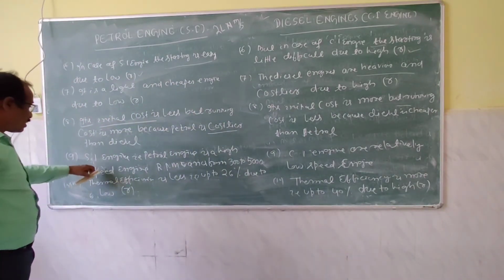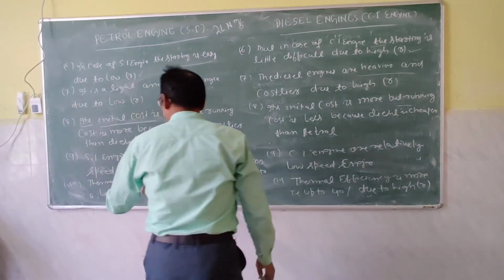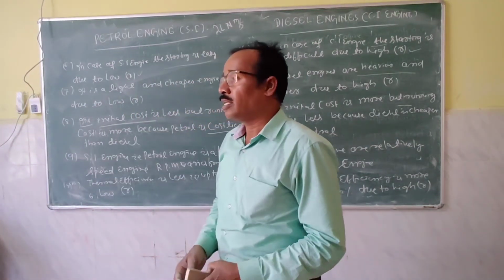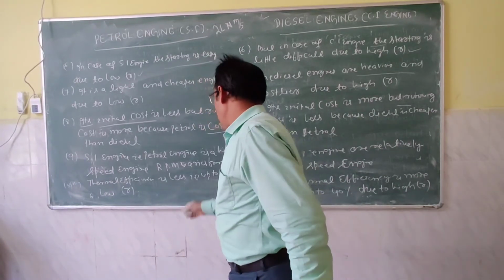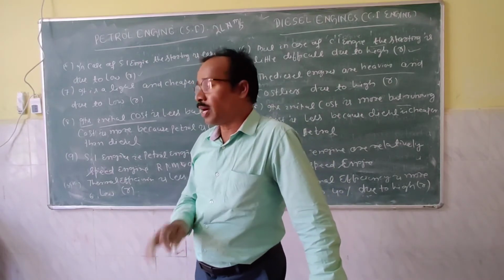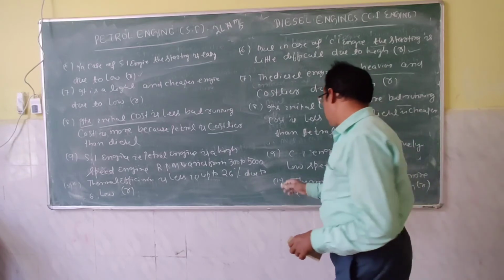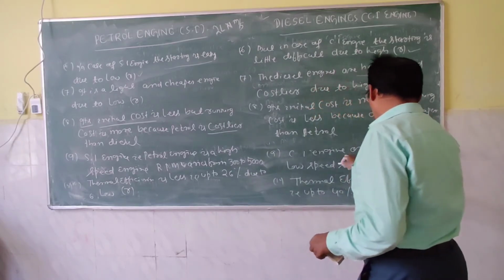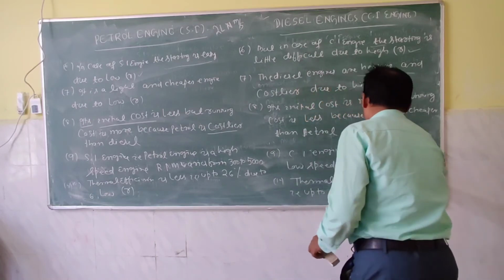9. SI engine, that is petrol engine, is a high speed engine, that means RPM, revolution per minute, varies from 300 to 5000. But in case of a diesel engine or CI engines, they are relatively low speed engine.